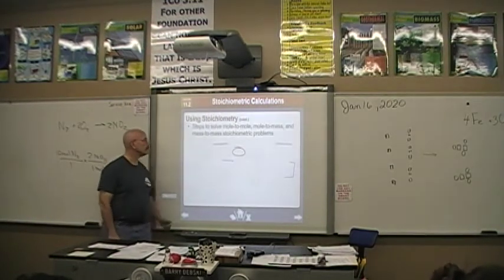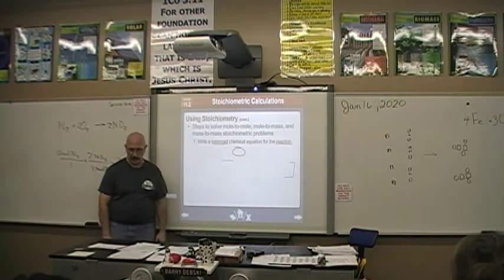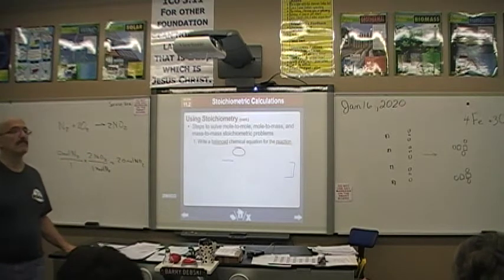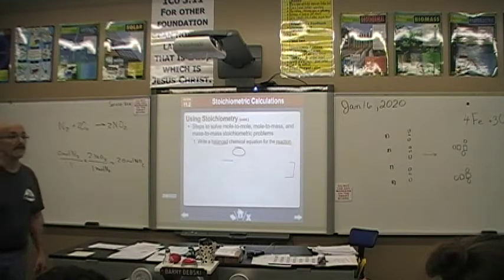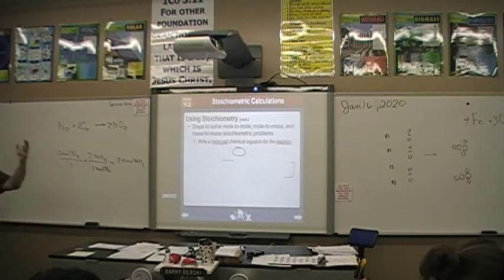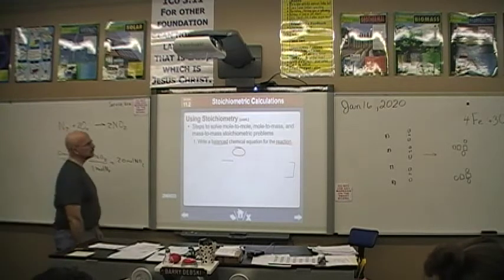Number 1, balance your chemical reaction. Always, always. Can't do anything on these problems until it's balanced. Double check, even if I give you one. Even if the book says it's balanced. Even if I give you a handout next week with extra problems on it and it says, solve the problem for the following balanced equation. Double check it. Always, always, because people make mistakes.